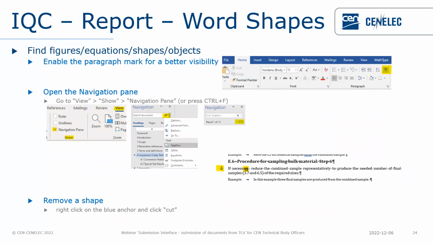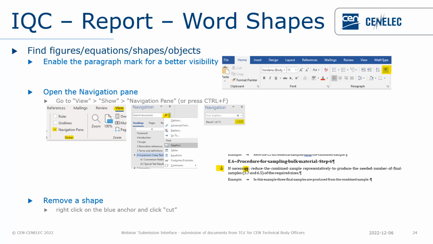In order to find figures, equations, shapes, and objects within the document, the first tip would be to enable the paragraph mark so that you have better visibility. And to browse the different figures and graphics, you can open the navigation pane by pressing Ctrl F on your keyboard. You will arrive on this panel where, by clicking on the magnifying glass, you can select the graphics and navigate with the arrows up and down.